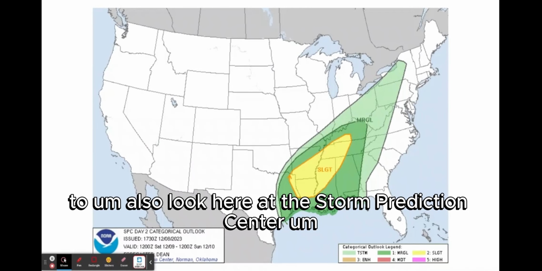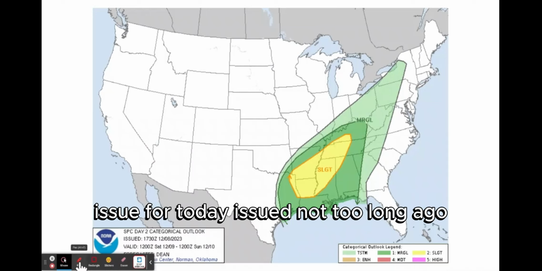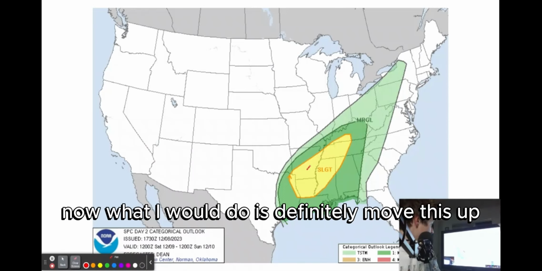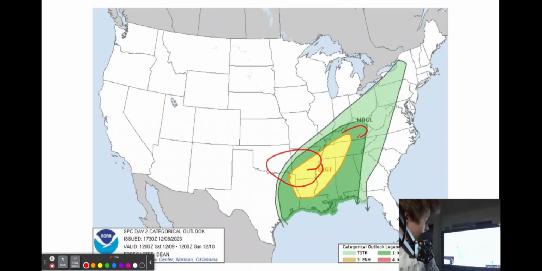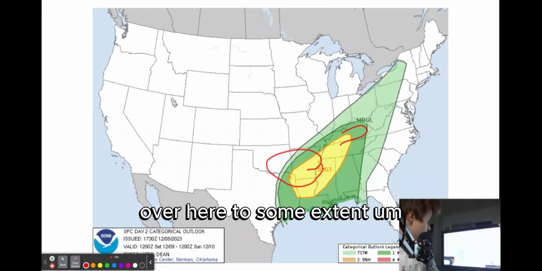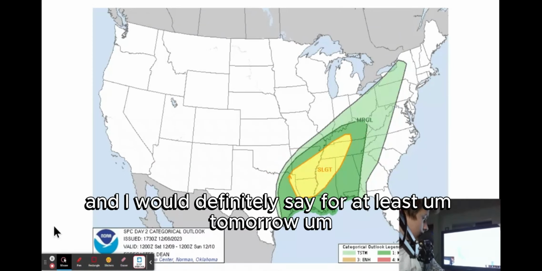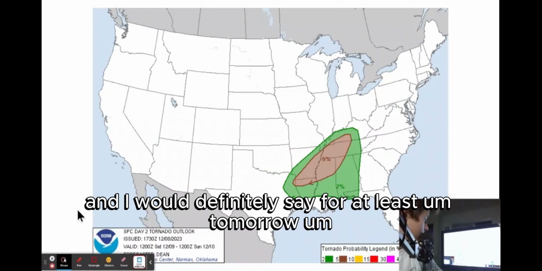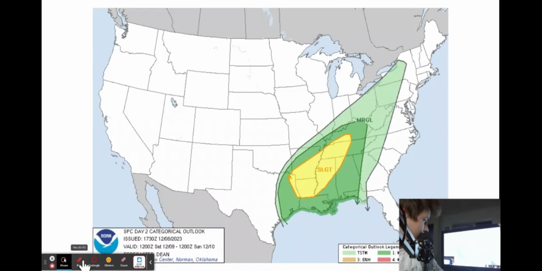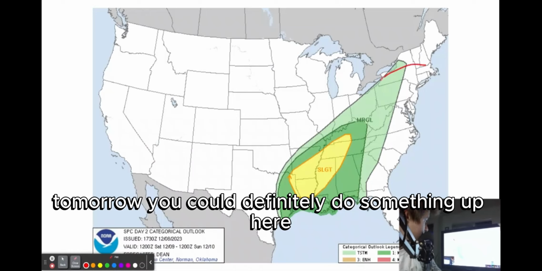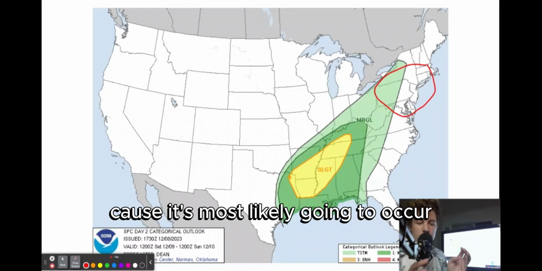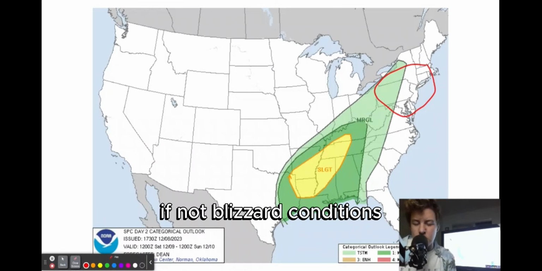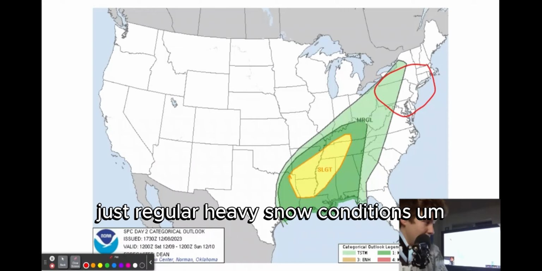You can also look here at the Storm Prediction Center's issue for today, issued not too long ago. Now, what I would do is definitely move this up to maybe around there, or you can even extend this up over here to some extent. And I would definitely say that for at least tomorrow, you could do something up here, not for severe weather, but for blizzard conditions, because it's most likely going to occur. If not blizzard conditions, just regular heavy snow conditions.